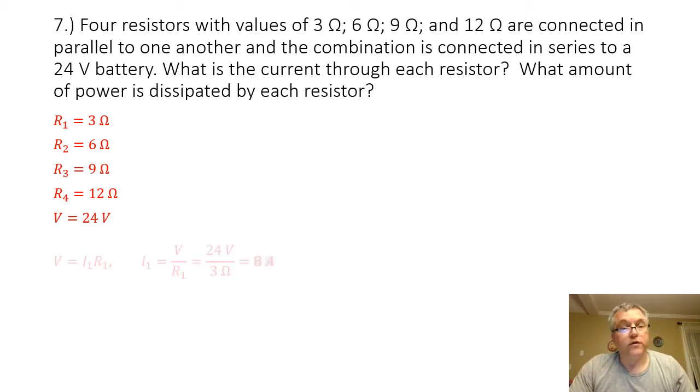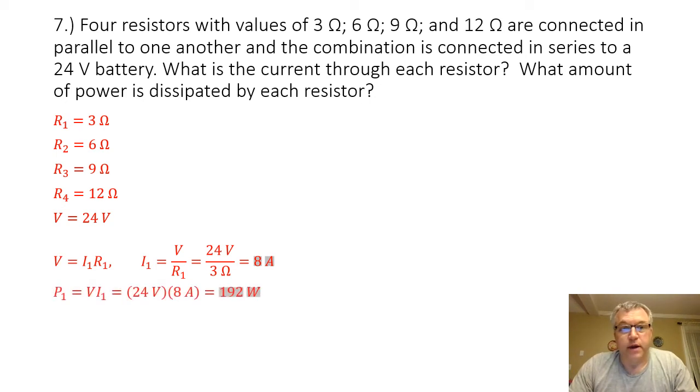So for the first resistor, I know that I need to divide the voltage by the resistance of the first resistor. Remember, the voltage is the same across each branch of the circuit. So 24 volts divided by 3 ohms is going to be 8 amps. For the power dissipated by resistor 1, I have to multiply the voltage by the current of resistor 1. So 24 volts times 8 amps is going to give me 192 watts.